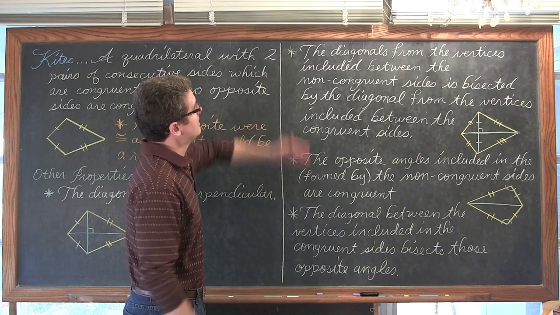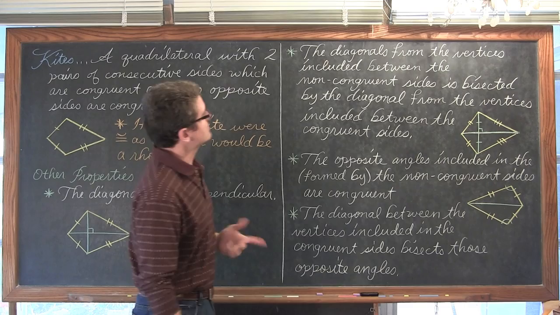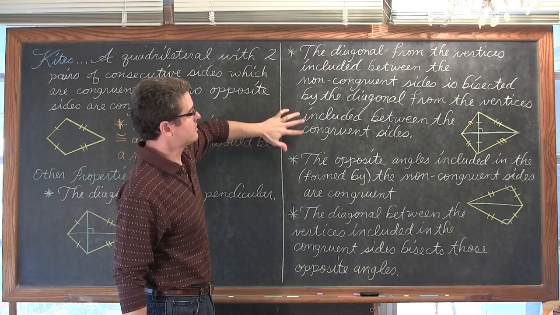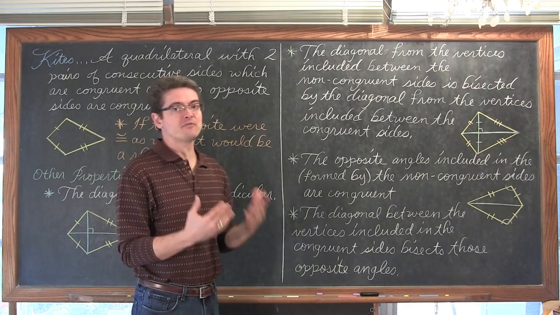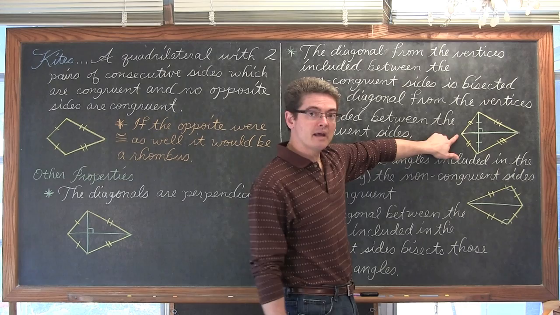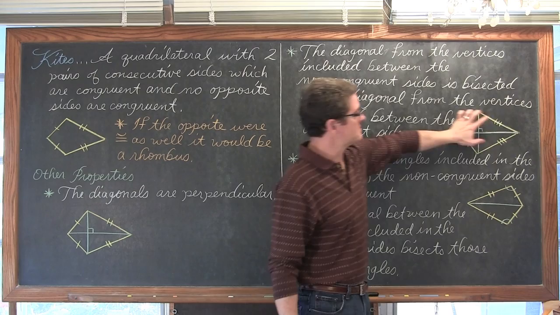The diagonal from the vertices included between the non-congruent sides is bisected by the diagonal from the vertices included between the congruent sides. I'm trying to write these using the math vocab we have of included. That means formed. So this diagonal that is connecting the vertices that are formed by the two sides which are not congruent is being bisected by the diagonal that is connecting the vertices that are formed by the consecutive congruent sides. That's what I'm trying to say here.